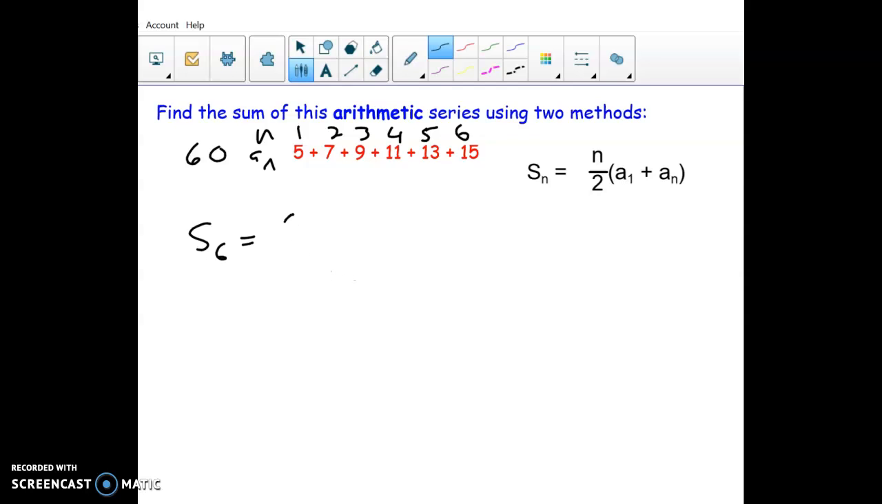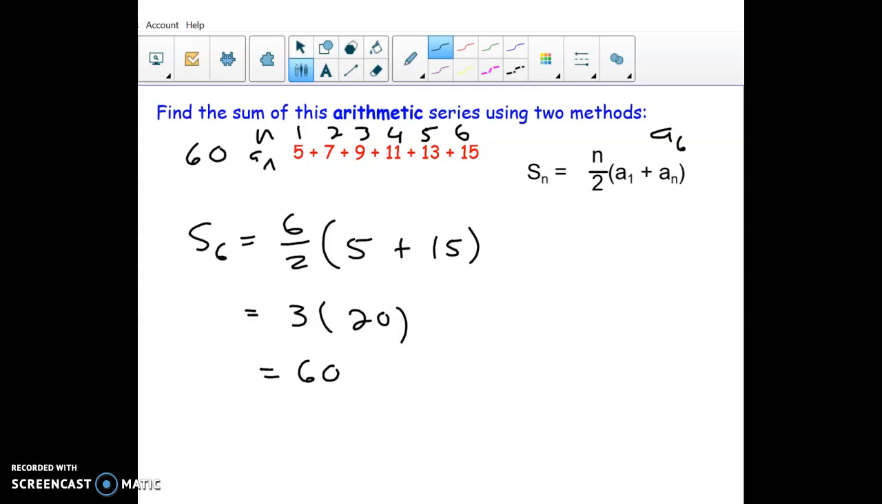All right, so we would have 6 over 2 because we have 6 terms, right? And then A1 is just the first term, 5. And AN in this case, because we're doing 6 terms, AN is really A6, which is the last term, 15. So again, this AN just stands for the last value. Okay, so now we're pretty much done. This is just 3, 6 divided by 2. 5 plus 15 is 20. And then you multiply those together, and you get 60, just like we got when we did it the manual way on our calculator.